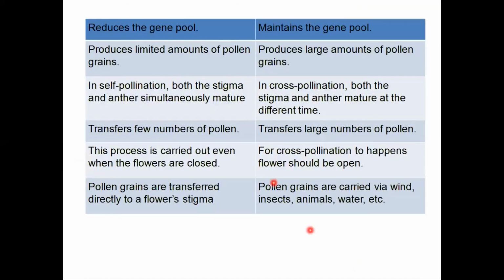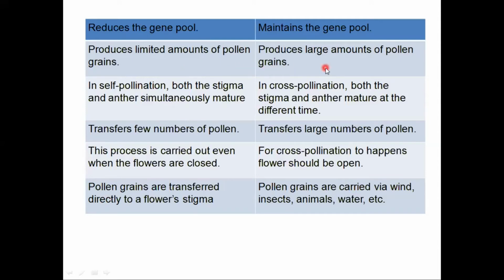They transfer pollen grains from the anther to the stigma. Self-pollination reduces the gene pool, meaning the different genes for the interbreeding population. The stock of the different gene pool is reduced here, and here in cross-pollination the stock of the different genes is maintained. Self-pollination produces a limited amount of pollen grains, because it is a self-pollination process.